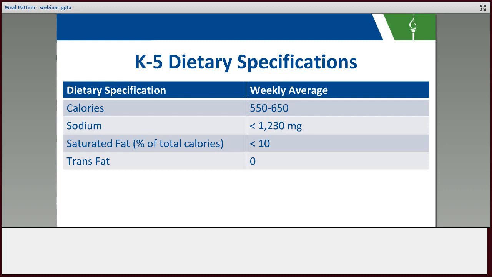Keep in mind that for all of your dietary specifications, these are going to be weekly averages. So if you serve a little bit more than 650 calories one day, or maybe a little bit less than 550 calories on another day, as long as your weekly average is falling within that range for your calories and below that limitation for your sodium and saturated fat and trans fat, then your meal pattern would be compliant. So you can kind of go outside these limitations a little bit, just as long as you have days that bring you back into balance. For grades 6 through 8, the limitations are 600 to 700 calories and less than 1,360 milligrams of sodium.